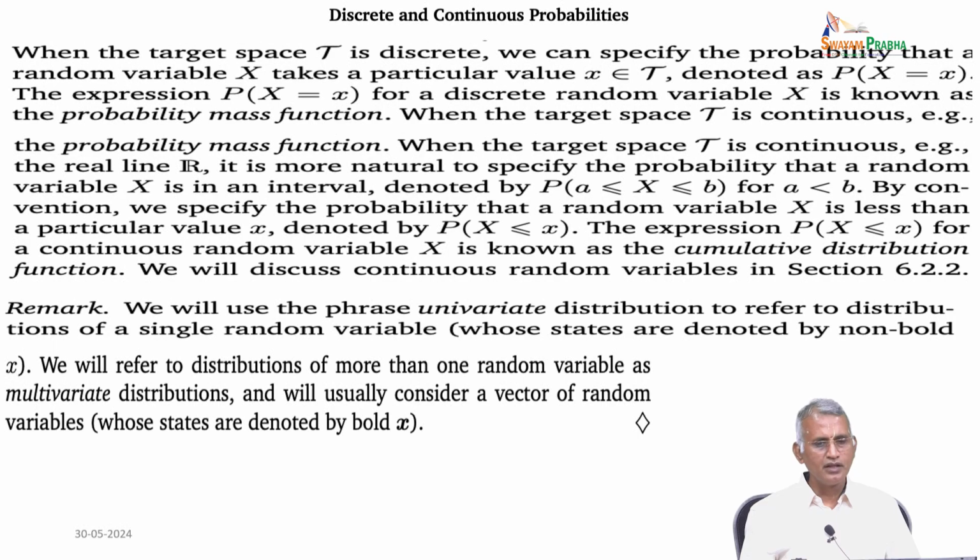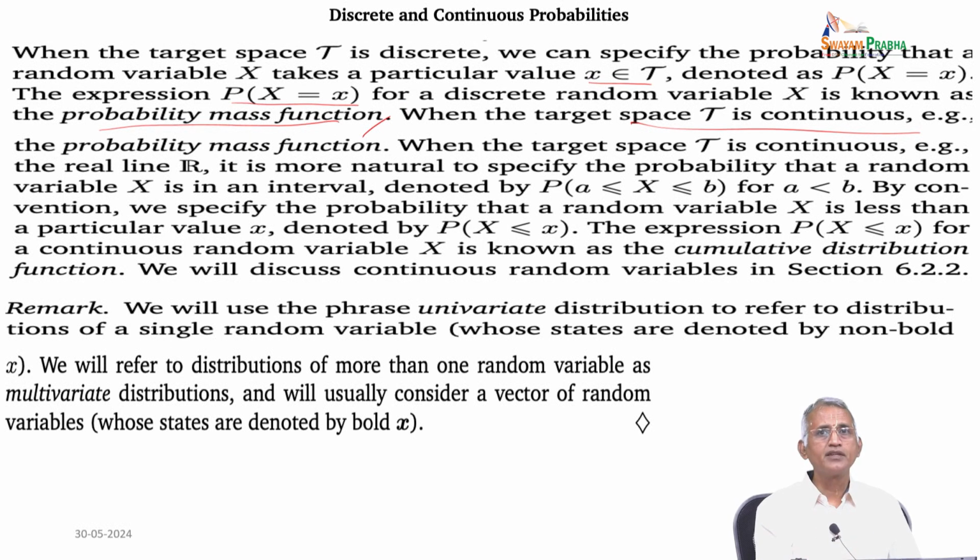Now, let us go to discrete and continuous probability. When the target space T is discrete, we can specify the probability that random variable x takes the values x in T, denoted by probability of X equal to x. The expression probability of X equal to x for a discrete random variable is known as the probability mass function. When the target space T is continuous, a different treatment is needed.